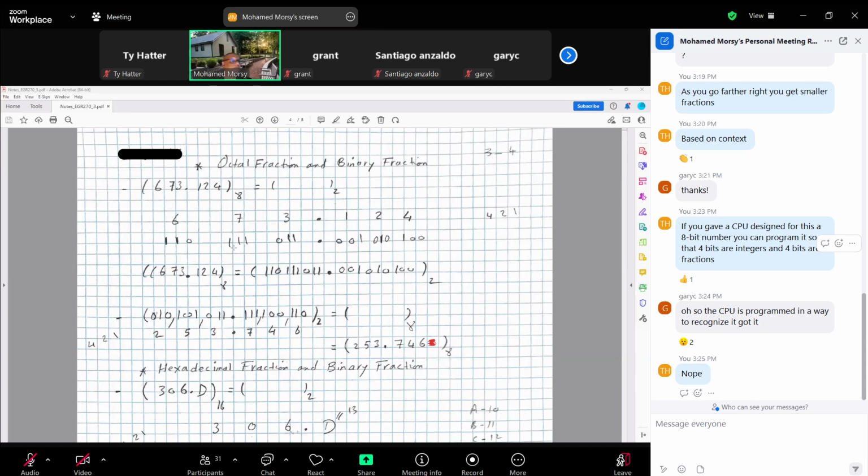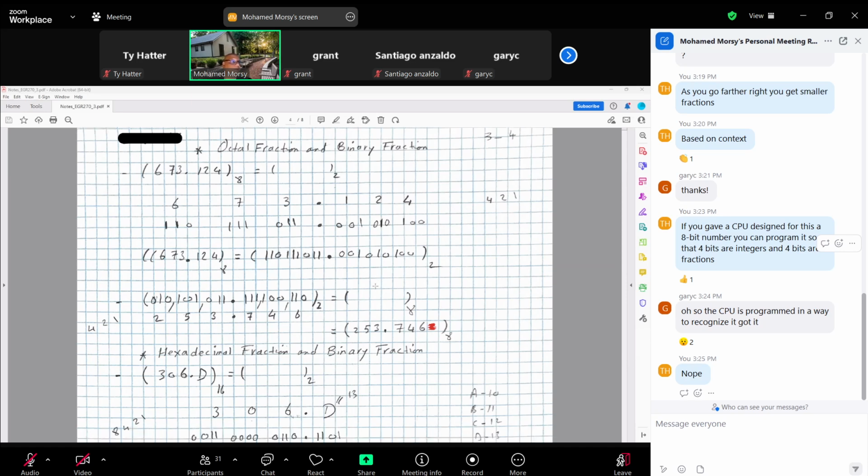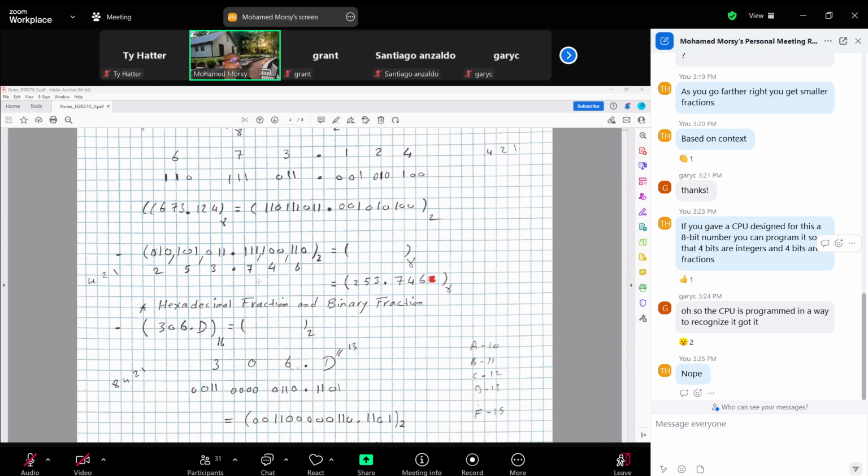So the corresponding binary fraction for this octal fraction is just to put these binary bits in sequence in the same order, whether you start from the left or from the right. So we got the corresponding binary fraction. Now we have a binary fraction and we need to convert it to an octal fraction.